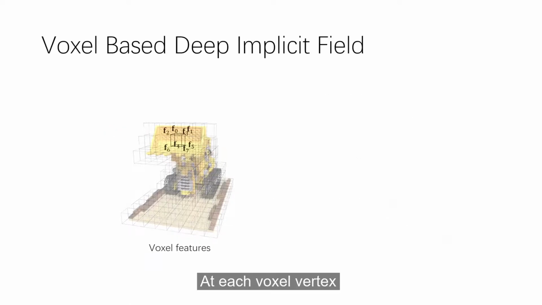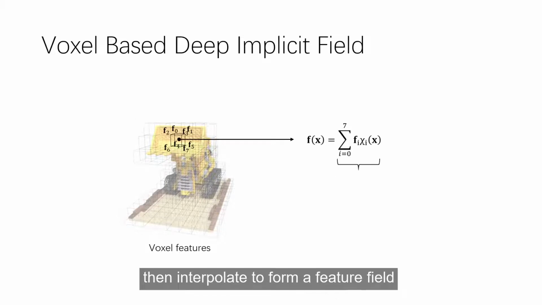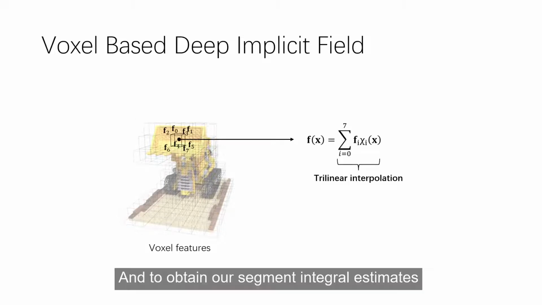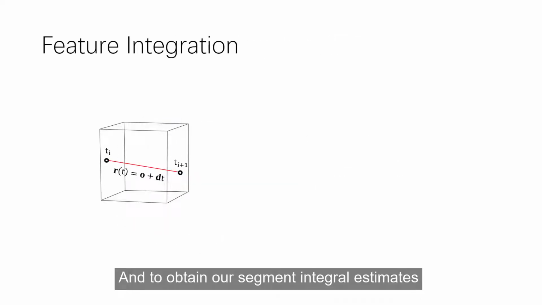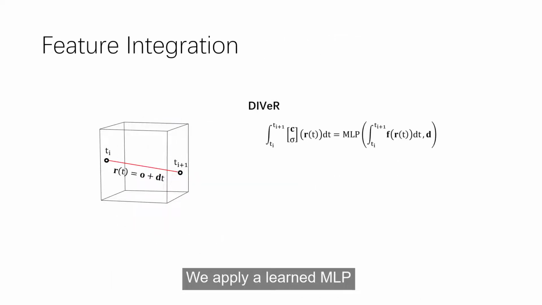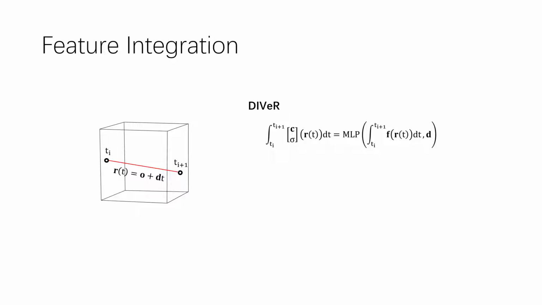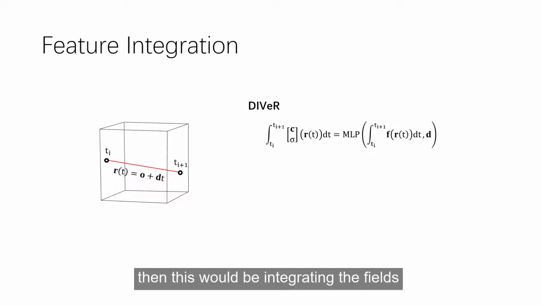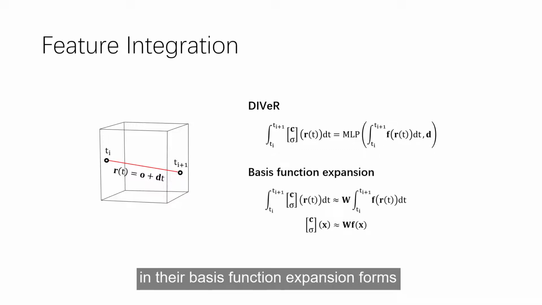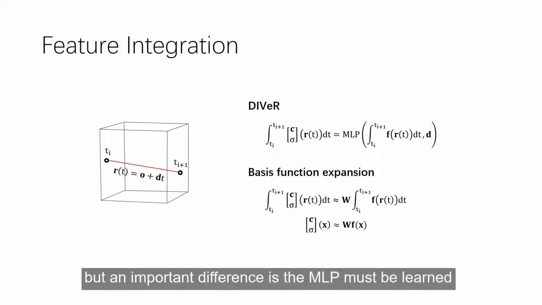At each voxel vertex, we place feature vectors, then interpolate to form a feature field. And to obtain our segment integral estimates, we apply a learned MLP to the ray integrals of the feature field, which can be obtained analytically. If the MLP was linear, then this would be integrating the fields in their basis function expansion forms, so our integrator is more general. But an important difference is the MLP must be learned.